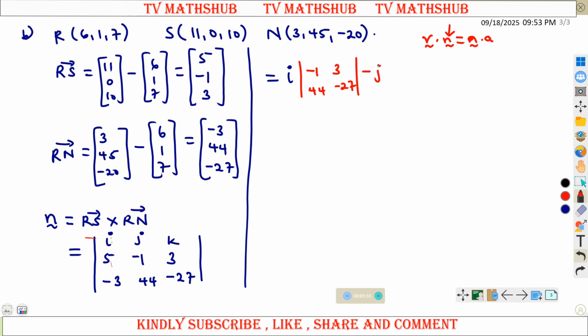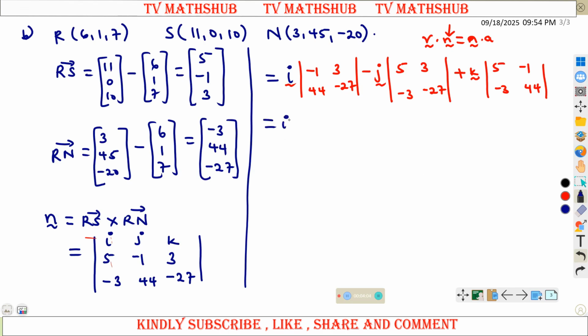Then next, minus j. Then you cross out this and this, so you remain with 5, 3, -3, and -27. So you are crossing out the first row, second column. When you cross out this, you remain with 5, 3, -3, -27. Then plus k. So this is k into, you cross out the first row, third column, and you remain with 5, -1, and then -3, and 44. So that is what we shall basically remain with.